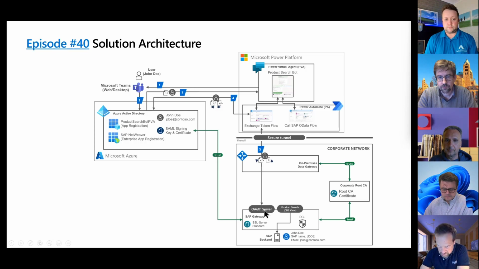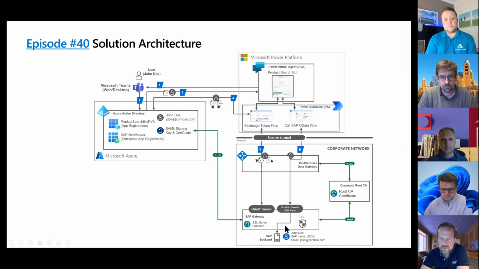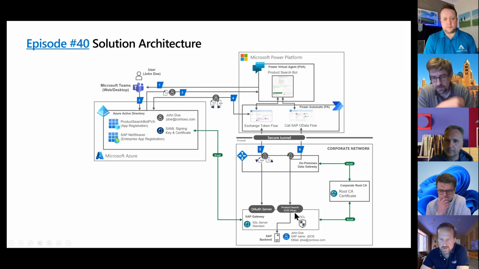If all of that goes fine, then the backend system sends back a fresh OAuth access token issued by the backend system back to the Power Automate flow, which is then taken in the next flow here to finally send the actual product search operation to authorize that request to the backend system.